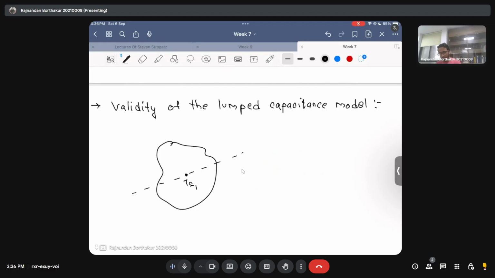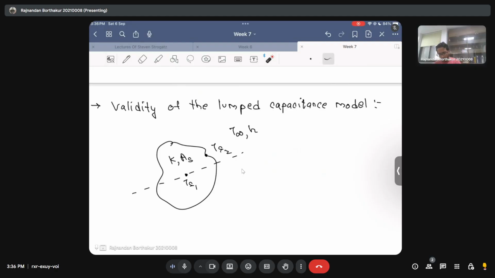And on the surface, we will call the temperature Ts2, while at the ambient, which is the fluid, the temperature is T infinity with a heat transfer coefficient h. The thermal conductivity we will call k. The surface area we will call As. So in order to understand the validity of the lumped capacitance model, we are considering two temperatures at two different positions within the body.